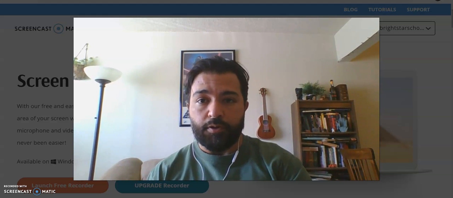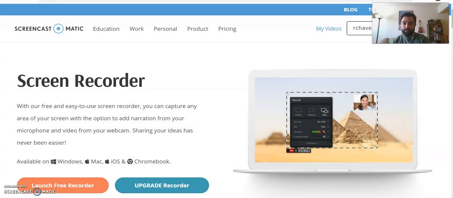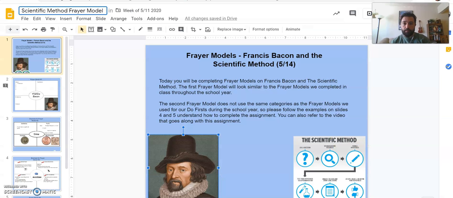Here we go. Let me go ahead and shrink my picture up. All right, this is the assignment that we're looking at this time around. You're going to be creating two Frayer models, one on Francis Bacon, and the second Frayer model will be on the scientific method. I'll just read through these directions and then give you guys a little more instruction.